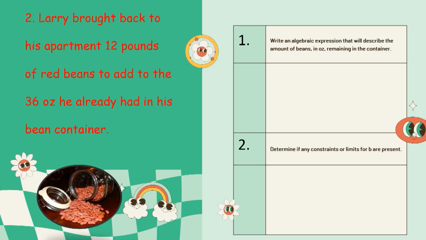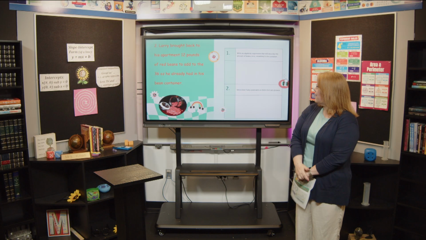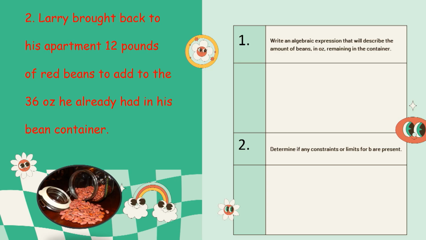Here's one more. Larry brought back to his apartment 12 pounds of red beans to add to the 36 ounces he already had in his bean container. Write an algebraic expression that will describe the amount of beans in ounces remaining in the container. Determine if any constraints or limits for B are present. Go ahead and pause the video, work with your table partners, and then come back to me.